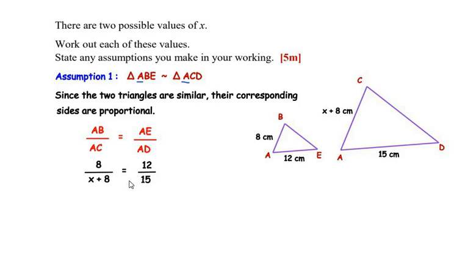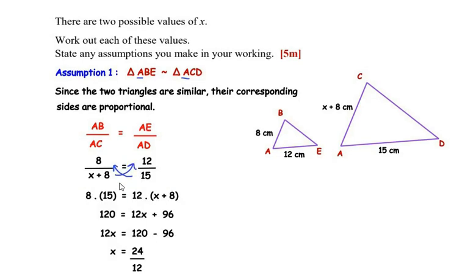Now in the next step we are going to cross multiply these two terms and these two terms, giving us 8 multiplies with 15 is equal to 12 multiplies with x plus 8. Now 8 times 15 gives us 120 is equal to, now we are going to expand this bracket. So 12 times x gives us 12x plus 12 times 8 gives us 96. Now we are going to take 96 on the other side of equal to sign. So we get 12x is equal to 120.